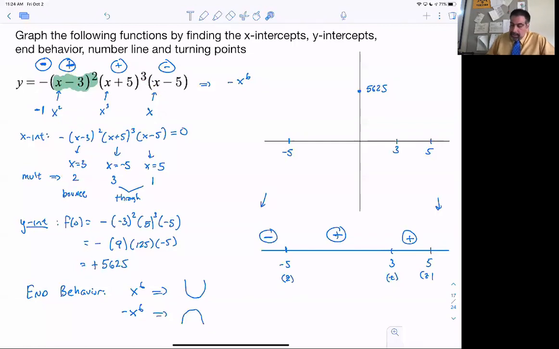The last region we want is a value greater than 5. When we go to plug that in, remember our first two factors stay the same. Now we're greater than 5. That's going to make this factor positive, and when I cube it, it's going to stay positive. And if I'm greater than 5, this factor will be positive as well. Overall, we're going to have a negative here.